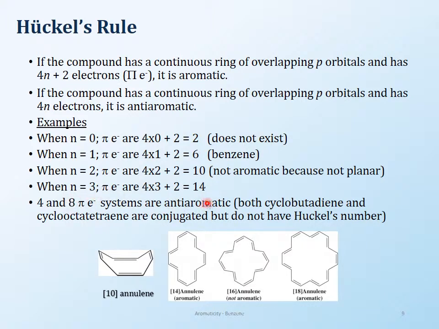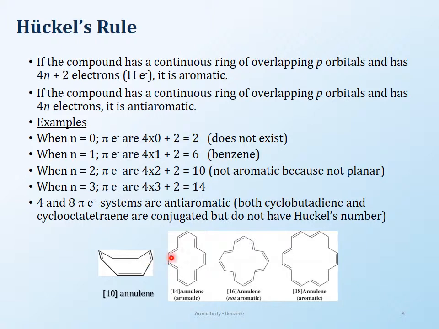When n is equal to 3, after doing the calculation, you should have a total of 14 pi electrons, and that compound is aromatic. So we are following some trends here. For 2, it does not exist because you don't have conjugation, and it's very hard to make that compound. 10 is not aromatic for a hydrocarbon because it is not planar. And if it is not planar, it means you have no overlap going on, so that doesn't help with the aromaticity.